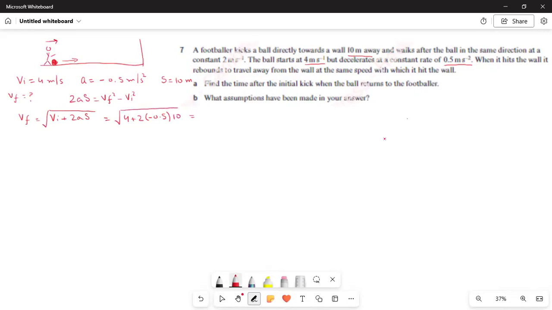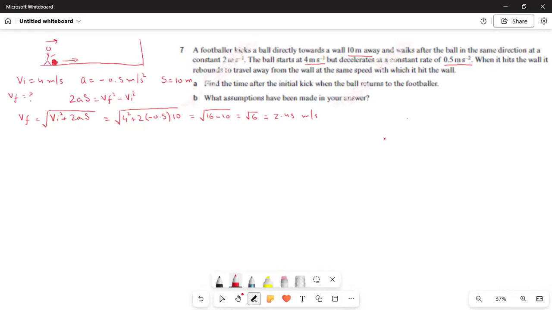So, sorry, this is VI squared. So it's 16, not 4. Or I should say 4 squared. Let me correct it properly. Okay, I will write it 4 squared. So this is going to be 16 minus 2 times 0.5 times 10, which is 10. So this is under root 6, which is 2.45 meter per second. So this is the speed when the football hits the wall.